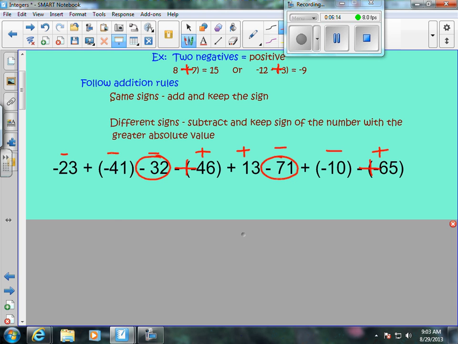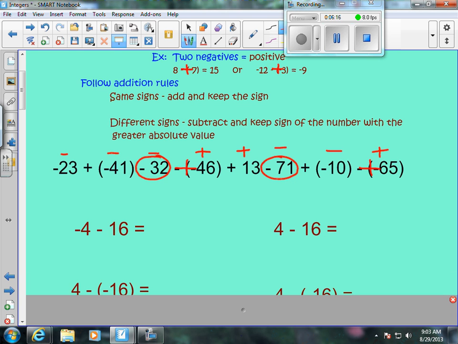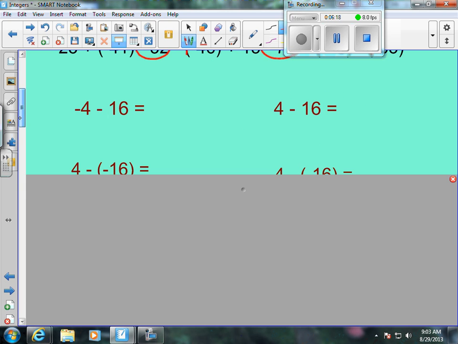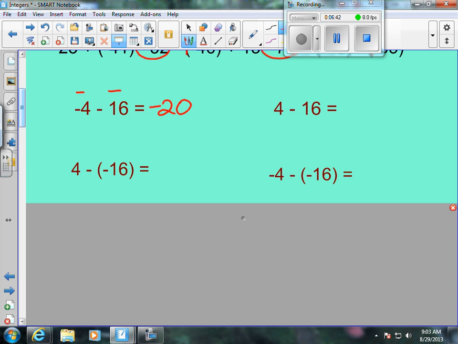Let's do a few examples real quick. In this case, you're going to see the same digits in each problem, but you're going to get 4 different answers because of the signs. Right here we have a negative 4 and a negative 16. Same signs. We add them. 4 plus 16 is 20, and we keep the same sign. Remember, identify the signs first, then use your addition rules.